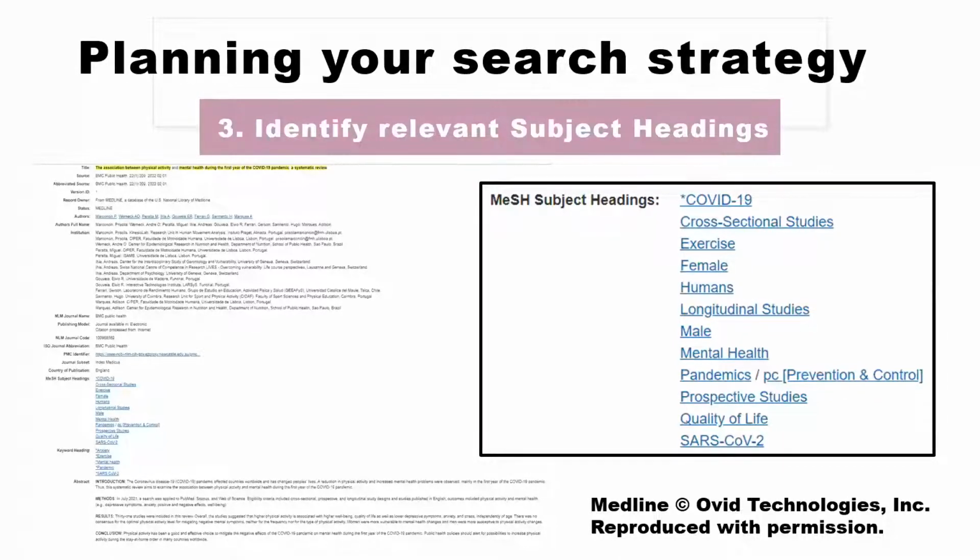So here I can see 2 subject headings on that list that have to do with COVID-19. The one at the top says COVID-19, and the one down the bottom is SARS-CoV-2, which is just another way of describing COVID-19. And I can see there's one in there about pandemics as well. So it gives you ideas for what might be the relevant subject headings to use.